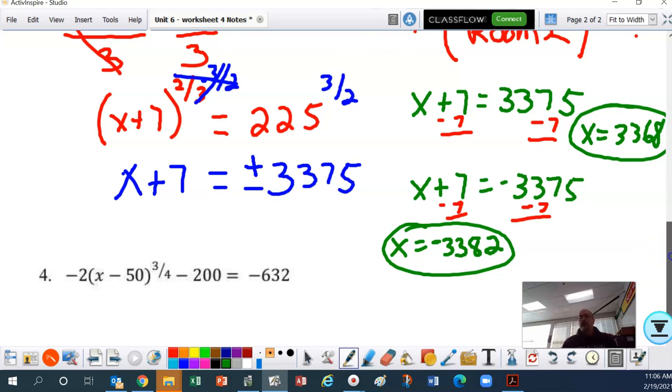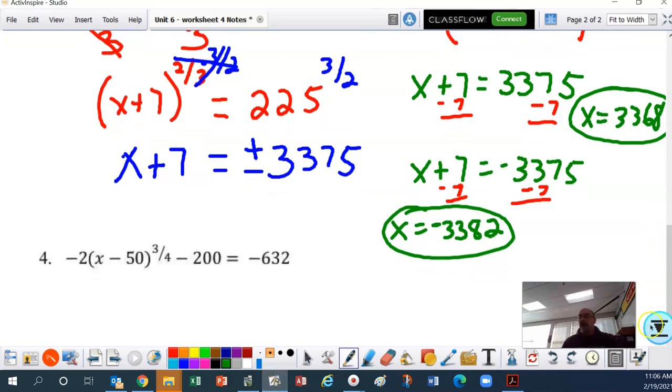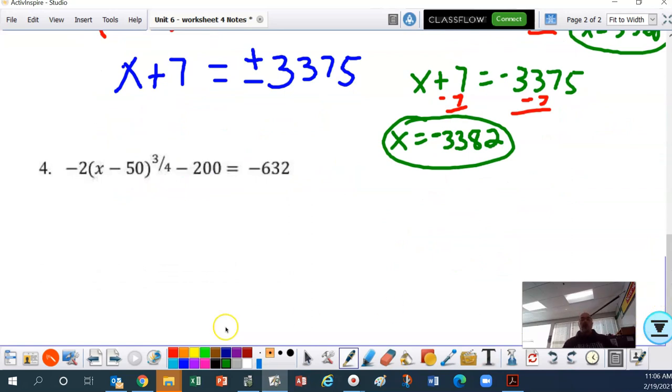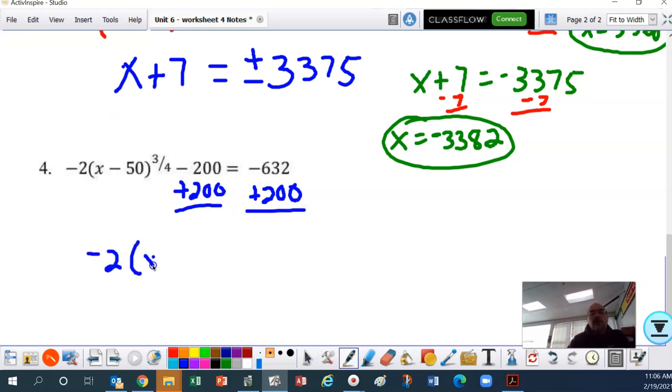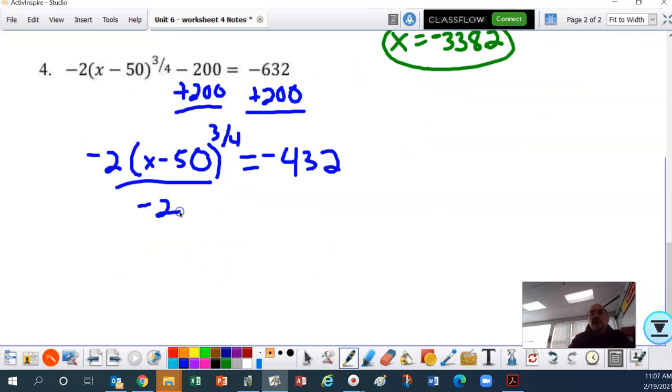All right. And then the last one. All right, again, just almost like that last problem, except first we're going to have to go ahead and add 200. Again, if I'm going too fast, hit the pause button. So I've got -2 times x minus 50. Oh, the numerator is odd. I'm only going to have one answer. And -632 plus 200 is -432. I'm going to divide by -2.